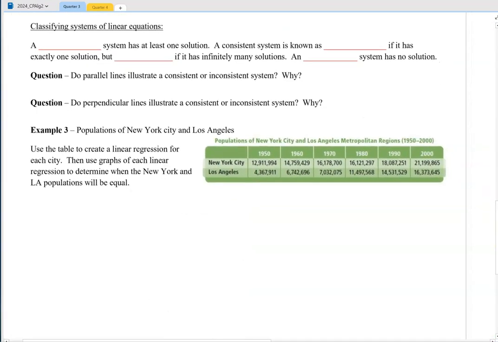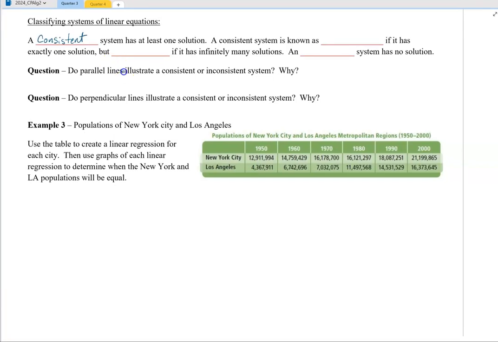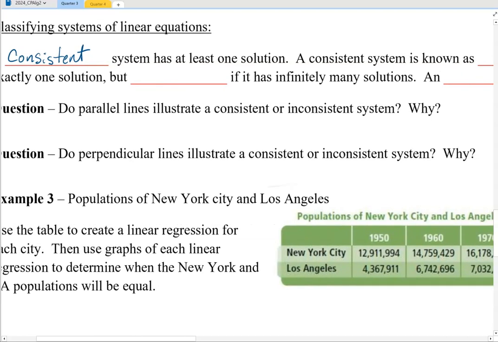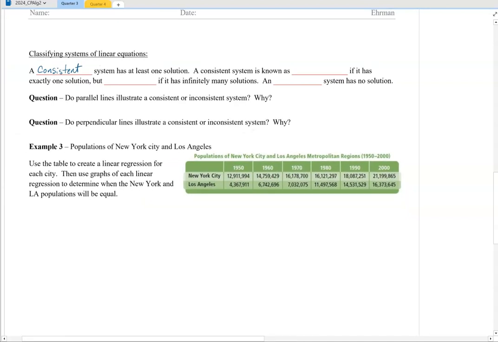Moving on. You may sometimes hear phrases that describe different types of linear systems of equations. A consistent system has at least one solution to it. So if we're talking about a consistent system of linear equations, then there is a solution for it. We can also break down a consistent system a little bit further.